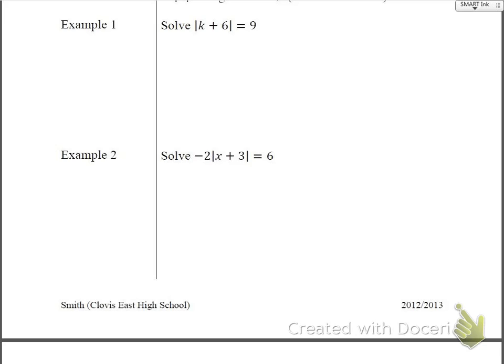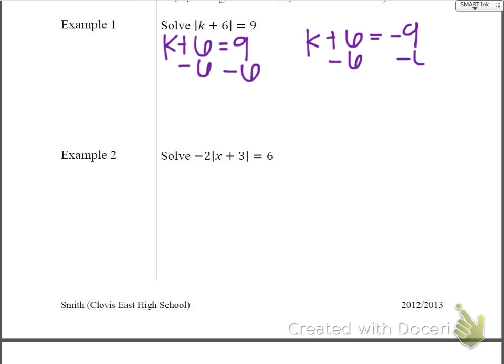And step 2 says to set it equal to the negative and the positive. Meaning you are going to take what's inside that absolute value and set it equal to positive 9 and negative 9. So we're going to get 2 equations. k plus 6 equals 9, and k plus 6 equals negative 9. Okay, so now we have 2 equations that we're going to solve. So solving these should be pretty easy. You're going to subtract 6 from both sides. And I'm going to get 2 answers.